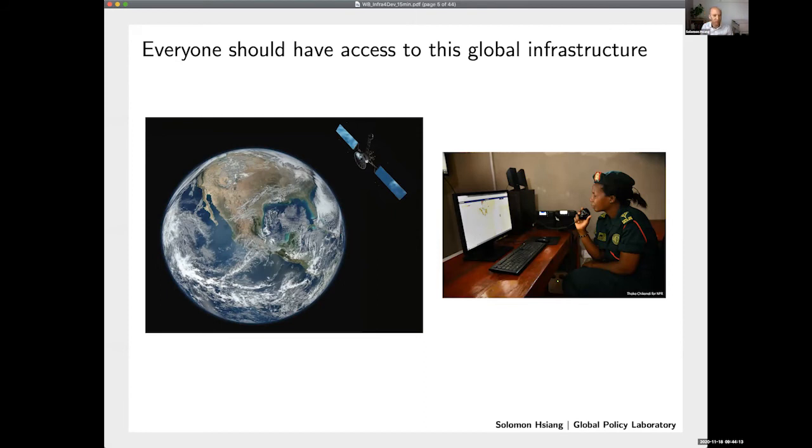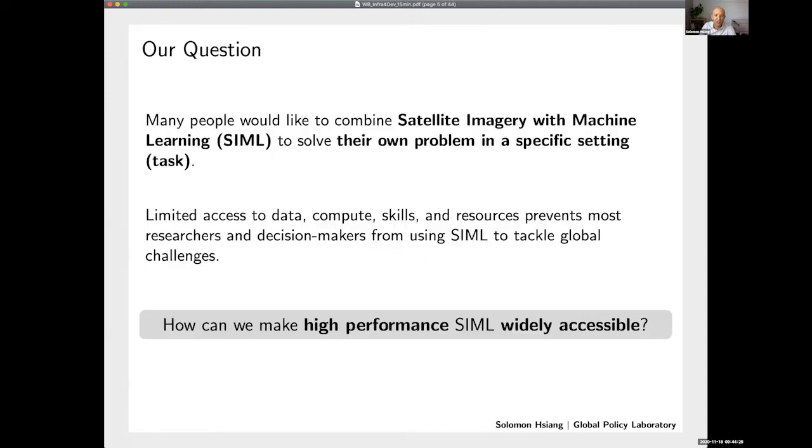So, for example, here's a woman who's on an anti-poaching team in Botswana. She definitely could benefit from having better surveillance power that would help her do her job and conserve species in her region. So we asked, how could this be achieved? How could we lower the barriers to entry?